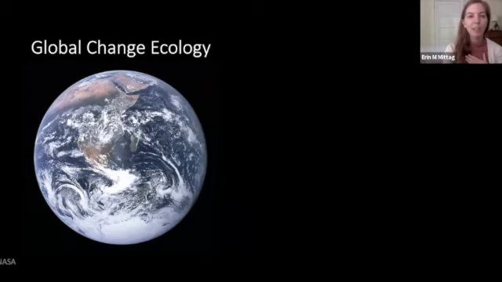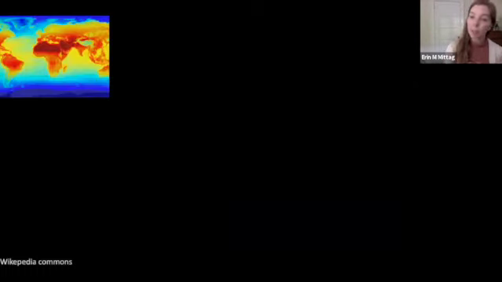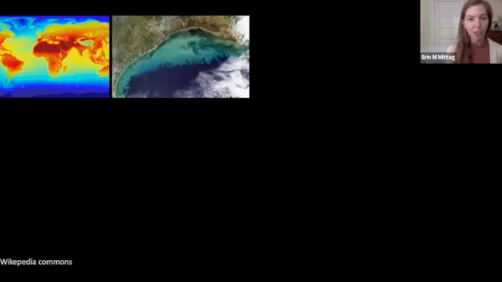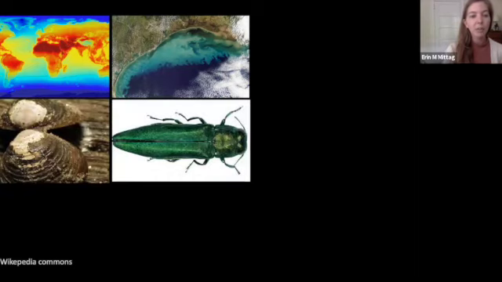It can include things like climate change, which many of you are probably familiar with. It can also include things like eutrophication or changes in nutrient cycling, like the cycling of nitrogen and phosphorus. And that can lead to things like algal blooms or the dead zone in the Gulf of Mexico. And there's an algal bloom shown here. It can also include changes to species diversity or the community of species in an area.